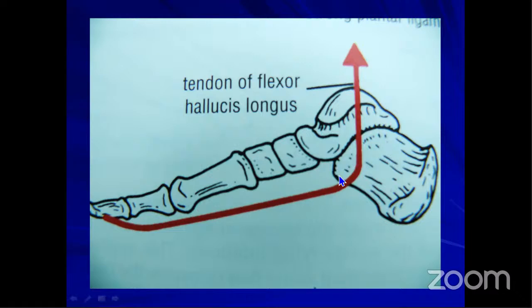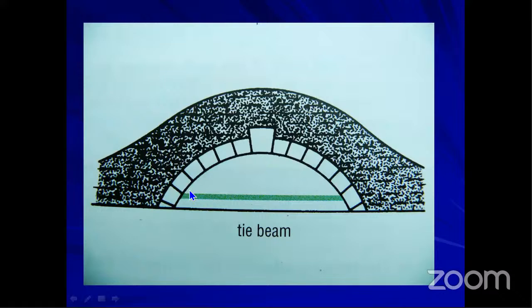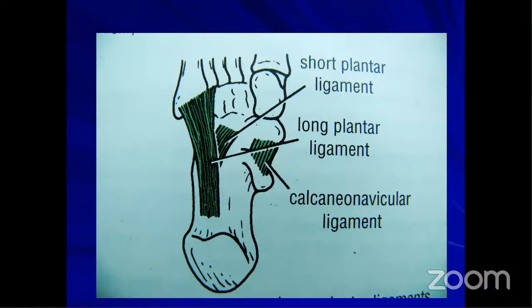In addition to holding up the arch, it is holding up like a tie beam across, which is also contributed by the plantar aponeurosis. Plantar aponeurosis is also a tie beam up, which holds up the arch of the foot. So you need to understand the basic pathomechanics of the whole arches of the foot and the dynamics of how they are maintained. In addition, there are the ligaments that are contributing.